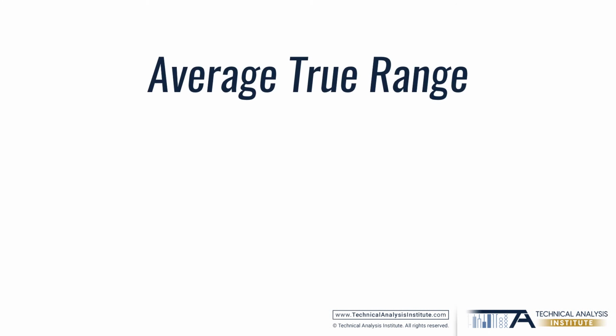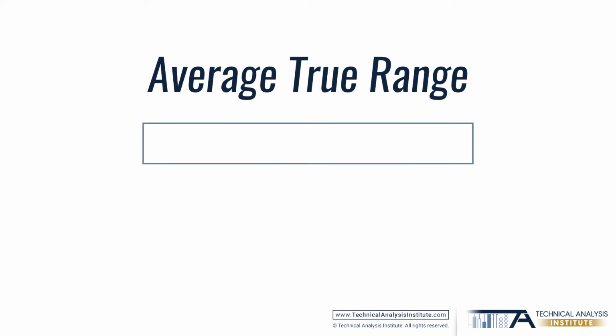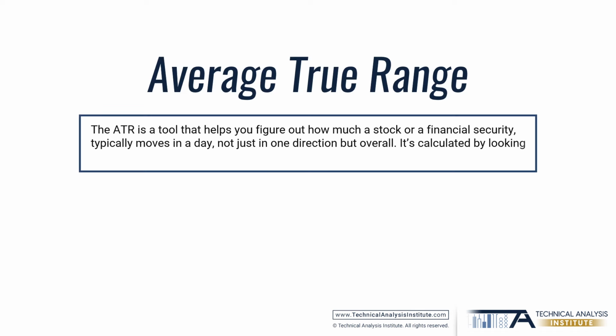There are different ways to use protective stops, and the average true range, or the ATR, stands like the most popular, and it also sounds very wise among traders. The ATR is a tool that helps you figure out how much a stock or a financial security typically moves in a day, not just in one direction but overall.